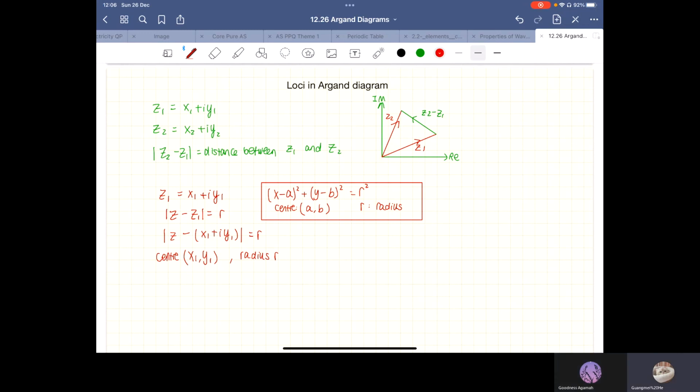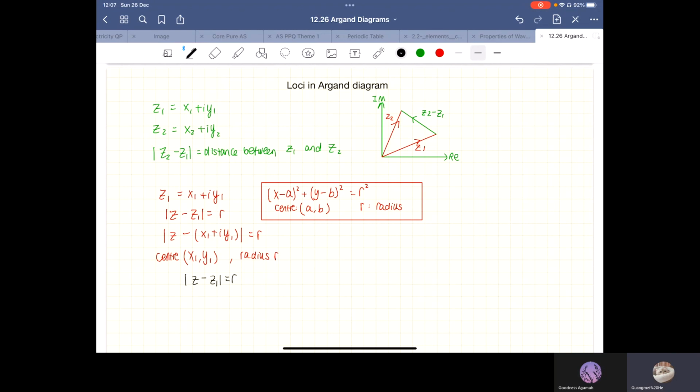And actually, I can prove it to you right now, how what we did here relates to the equation of a circle. If you're not too familiar with the equation of a circle either, it would be modulus z minus z1 equals r. This is the complex form of the equation.